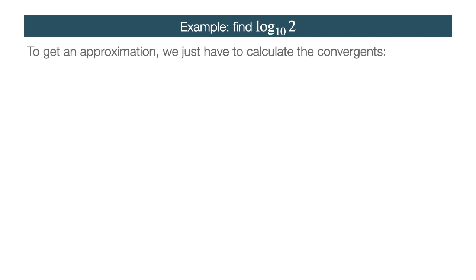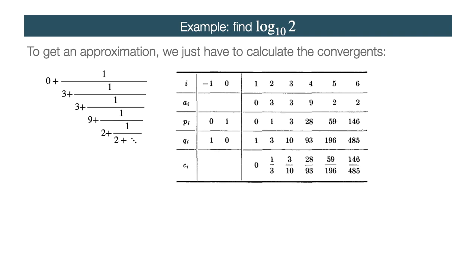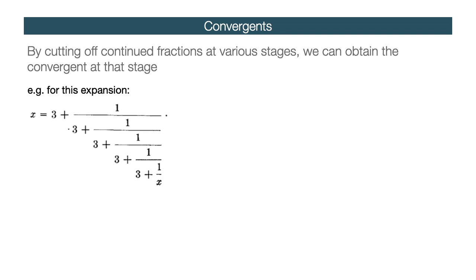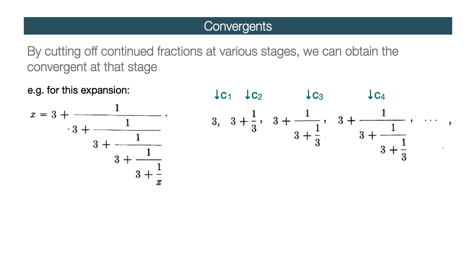Now next, we just have to calculate the convergents, and to do that we just construct this table, and here we go. Now if you haven't seen convergents, don't worry, I'll show you what that is. If we cut off continued fractions at various stages, we can obtain the convergent at that stage. For example, for this continued fraction, the first convergent would just be 3, the second convergent would be 3 plus a third, and the third would be 3 plus 1 over 3 plus a third, and so on.